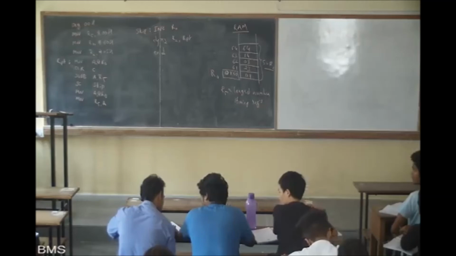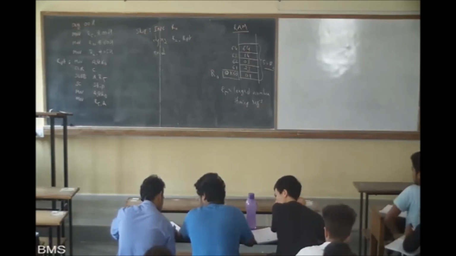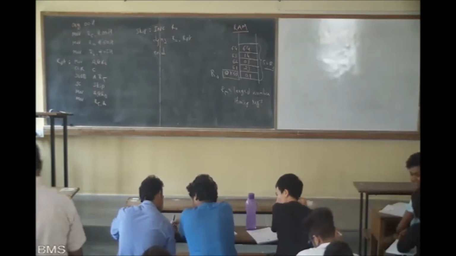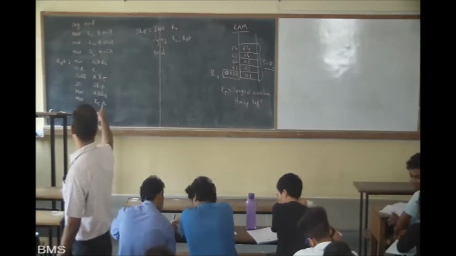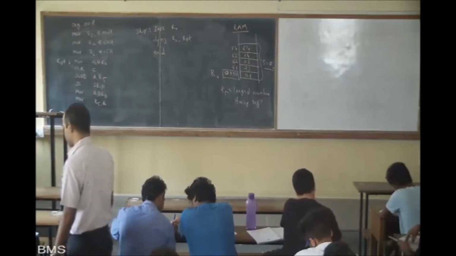What is the reference? The first element. Yeah. Then you should decrease the loop also. DJNZ, decrease that once before.